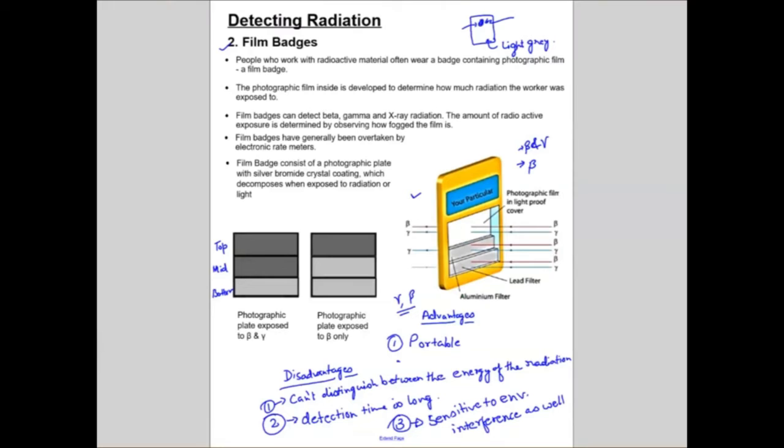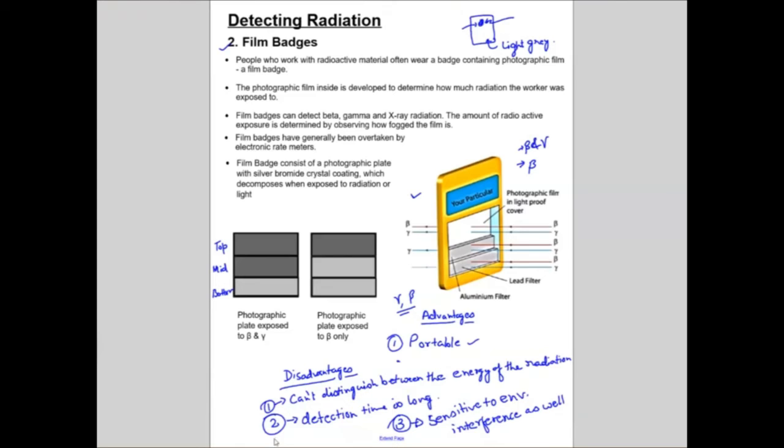Okay, so we discussed some of the advantages and disadvantages right now. One of the obvious advantages is that it is quite portable, right? It could be easily carried. Some of the disadvantages are that it could not distinguish the energy of radiation, how intense that radiation is. Although it could detect beta and gamma radiations, it could not detect the intensity of the radiations.